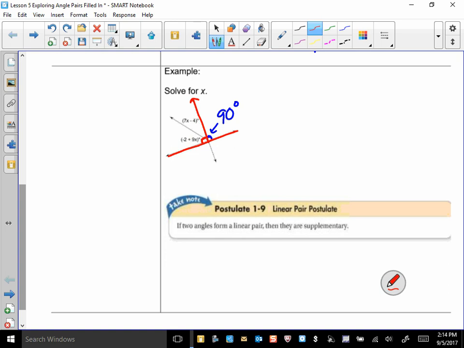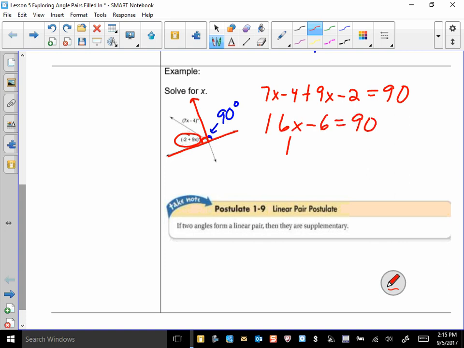Therefore, I'm going to write this equation: 7x minus 4 plus 9x minus 2. I just changed this around to be 9x minus 2. I don't know, I just like to put my x's first. And I know that the sum of those two is 90 degrees. So I got 16x minus 6 equals 90. 16x is 96. Therefore, x has to be 6, right? And that's what it says, to solve for x, not to find the angle measure.